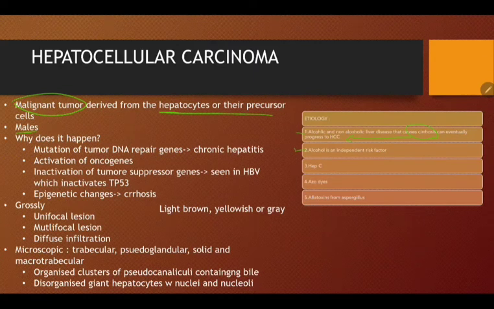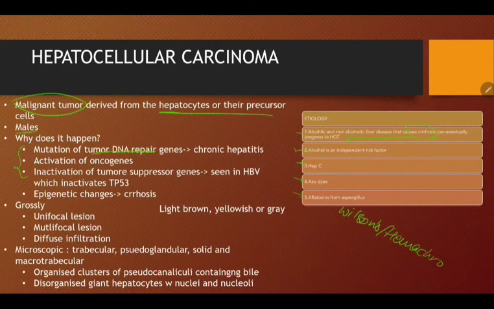Alcohol itself is an independent factor. Hepatitis C is a huge factor. Also aflatoxin from Aspergillus, and there's also Wilson's disease or hemochromatosis. How does that happen? There are multiple reasons. There are genetic factors, like mutation of tumor DNA repair genes in chronic hepatitis, especially in HCV, because there's so much inflammation and so many mutations occurring, the tumor DNA repair genes get mutated too.